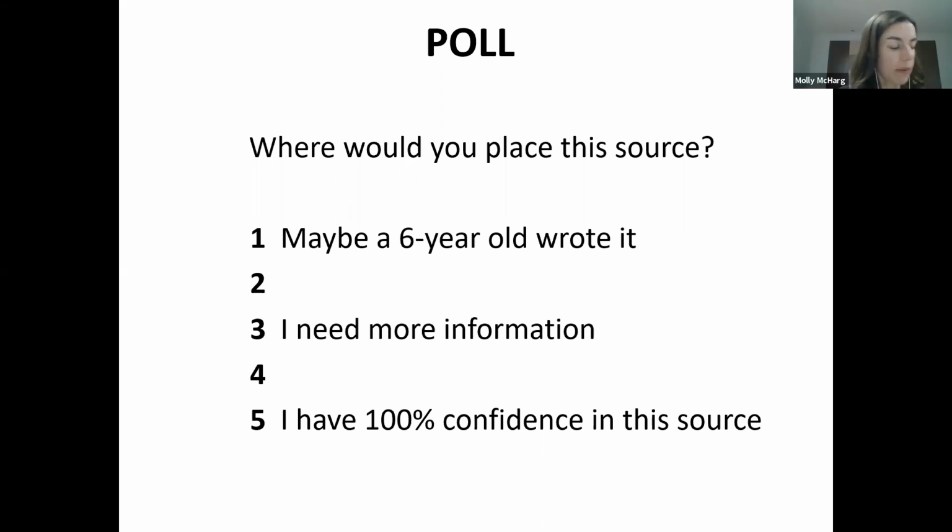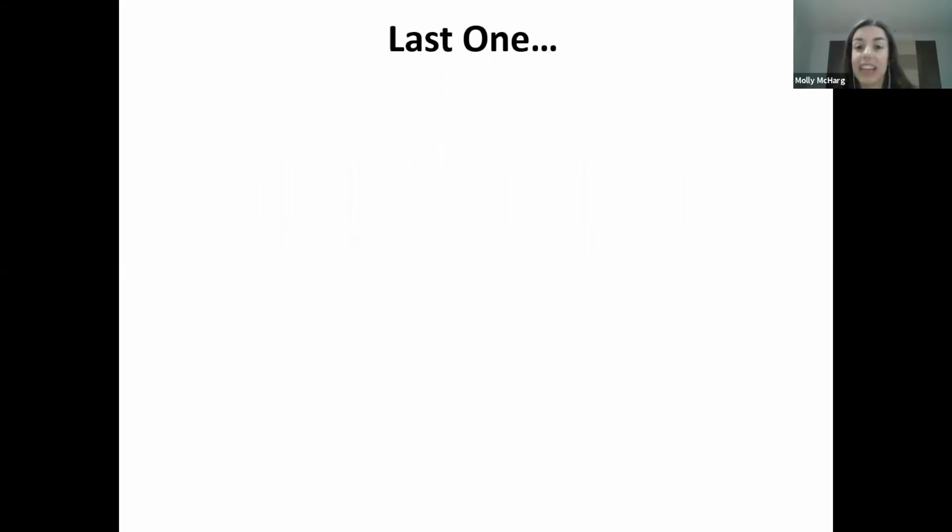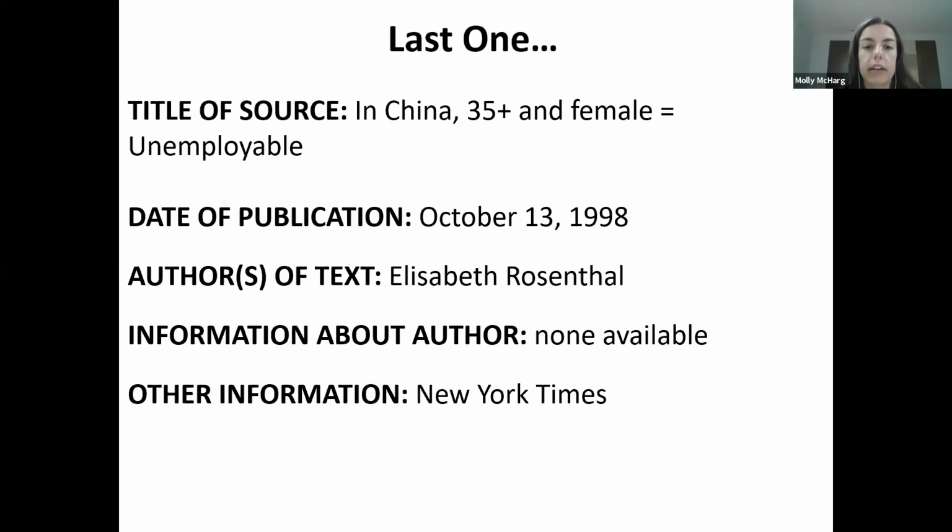Okay. I will do one more. This is the last source that we're going to vote on. The title of the source is "In China, 35 plus and female equals unemployable." The date of publication was October 13th, 1998. The author of the text is Elizabeth Rosenthal. We don't know anything about her, but we do know that this piece comes from the New York Times.